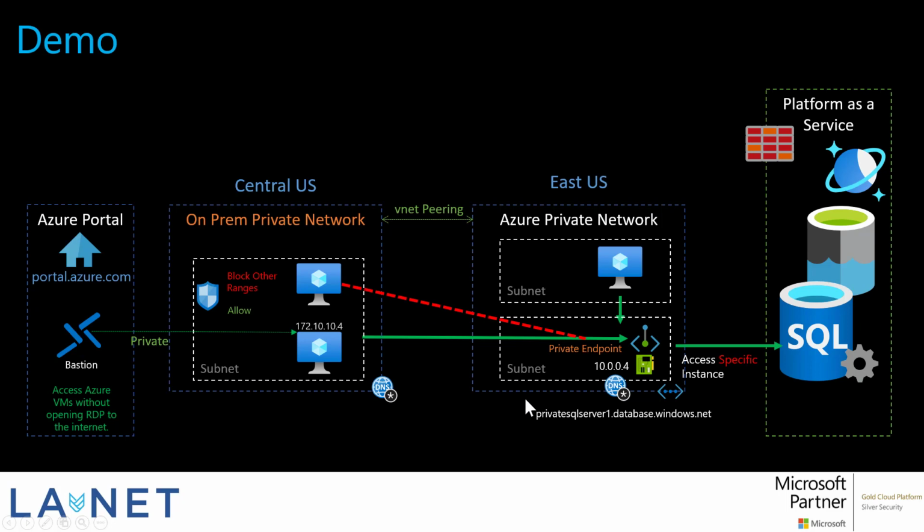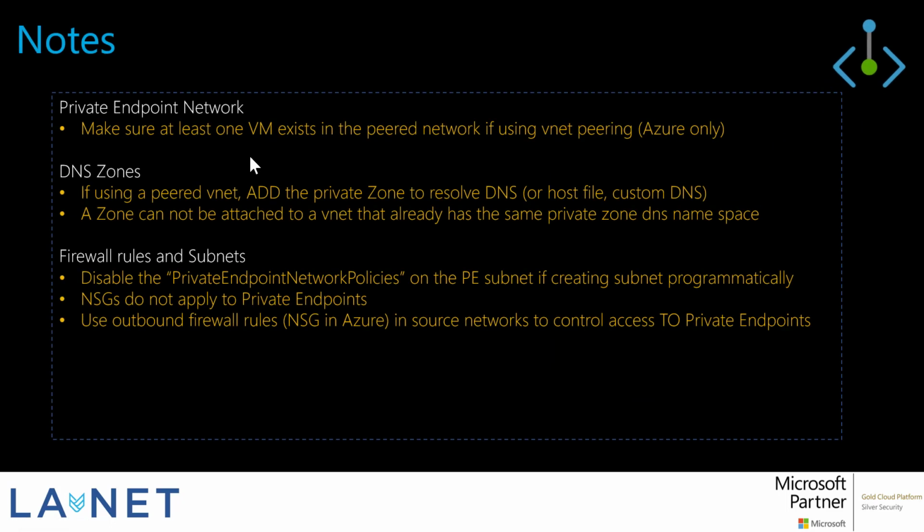So just a quick summary. If you're using VNet peering, make sure there's at least one VM in the peered network for it to be supported. Okay, for the DNS zones, which I showed you there, where we create your private zone, you could add a host file or a custom DNS server to resolve the private link zones. And again, you can't attach two zones with the same name to the VNet if it already has one. Okay.